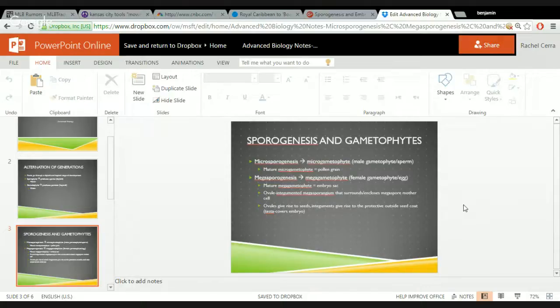Now, that might be like a, what is that? Might be like a bryophyte. I think I saw.